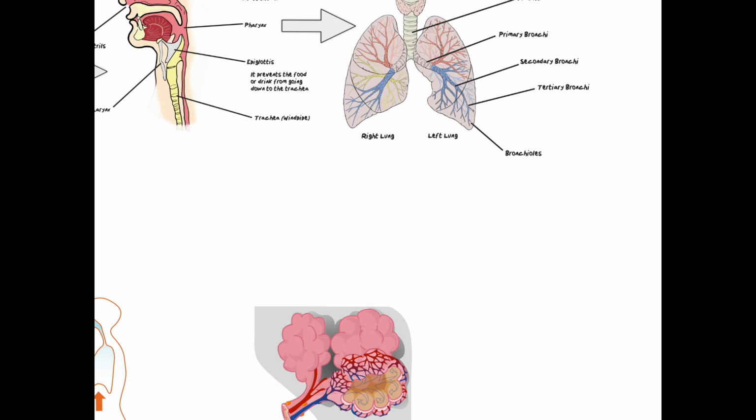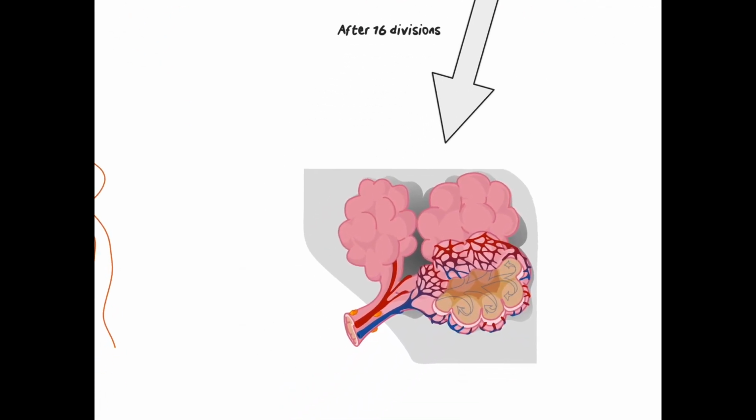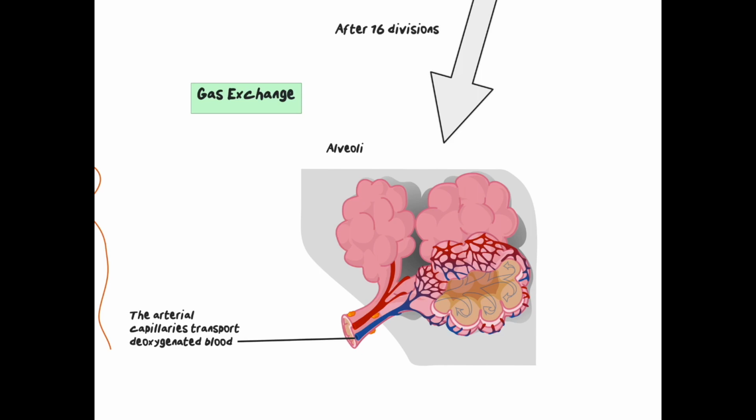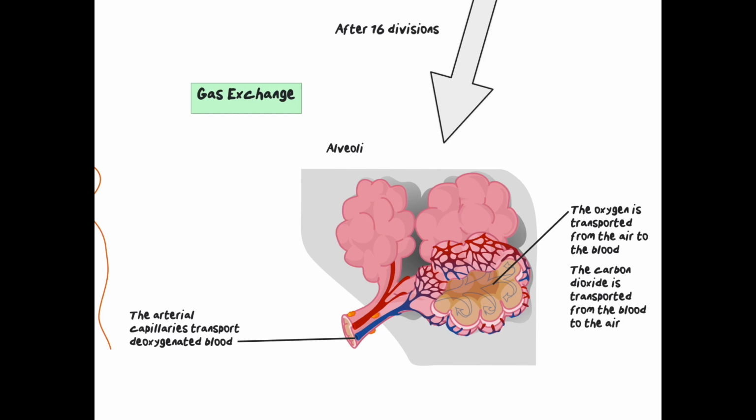After 16 divisions, we can find the alveoli. The alveoli are the only places in the respiratory system where the gas exchange takes place. The alveoli are covered by a capillary net. The arterial capillaries transport the deoxygenated blood from the body to the alveoli. In the alveoli, the oxygen is transported from the air to the blood, and the carbon dioxide is transported from the blood to the air. After the gas exchange, the venous capillaries transport oxygenated blood from the alveoli to the body.